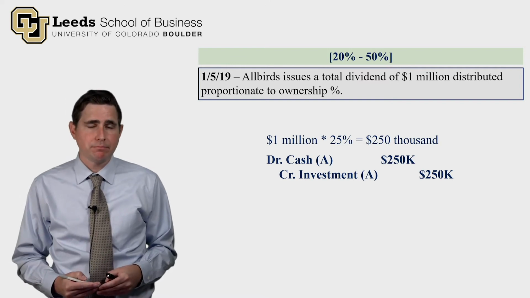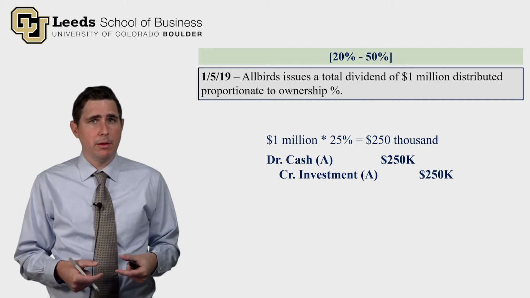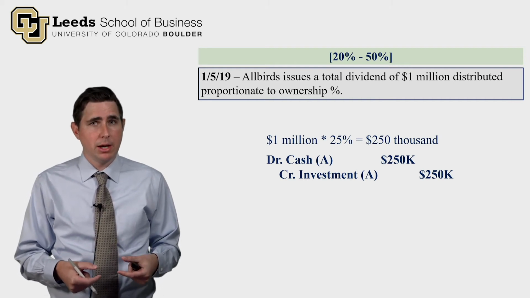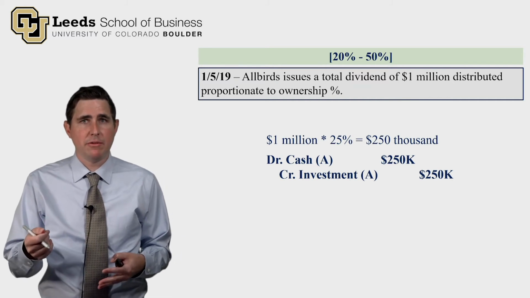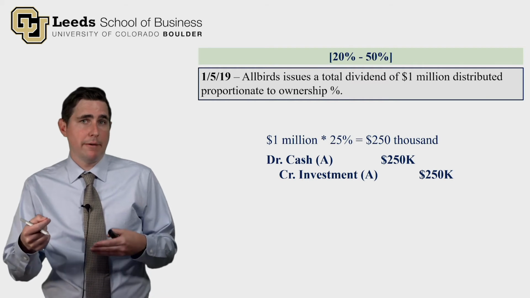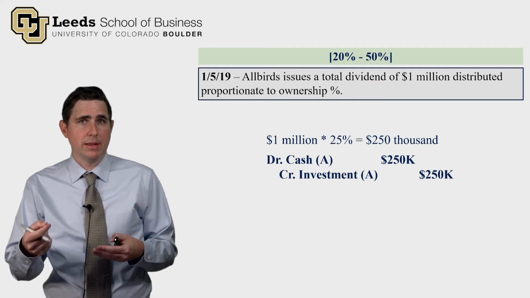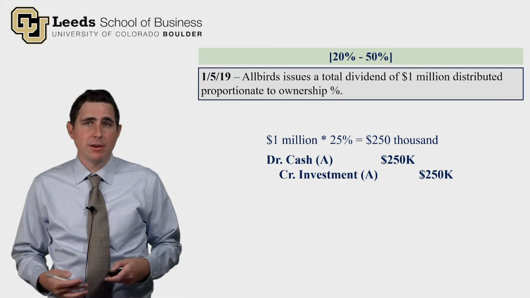$10 million. So remember, our investment started at $10 million with the equity method. They had $1 million of income, so it went up by $250,000, reflecting 25% of that net income. Then they paid a dividend of $1 million, so we have 25% of that dividend, $250,000, and went back down by $250,000. So our investment account is sitting at $10 million.